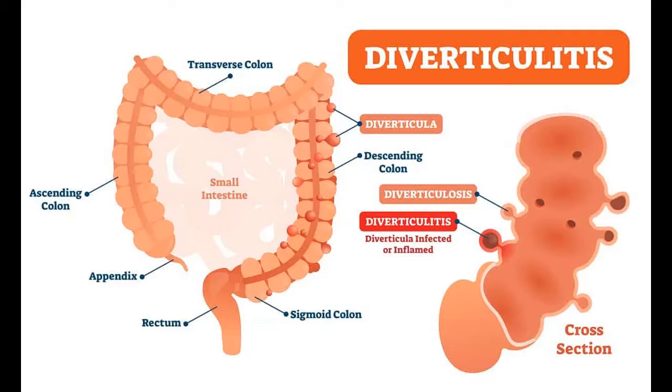Now, if diverticulosis develops into diverticulitis, the symptoms could get worse, including sharp pain, normally located at a specific point on your abdomen, high fever, increased temperature, distension or bloating of the abdomen, and nausea and vomiting.